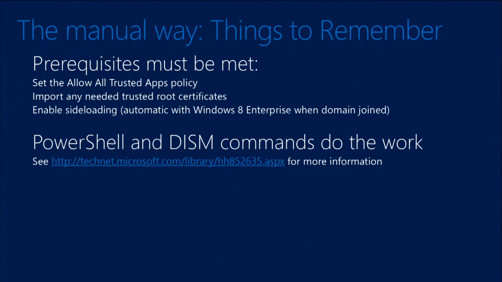So what did we go through? Well, we made sure that the prerequisites were met. I had a Windows 8 Enterprise machine, actually 8.1 Enterprise machine, joined into Active Directory. I imported the trusted root certificates that were needed for the applications, and I set that allow all trusted apps policy in the registry. Once those prerequisites are met, then I can do the work using PowerShell or DISM to install or provision additional applications.